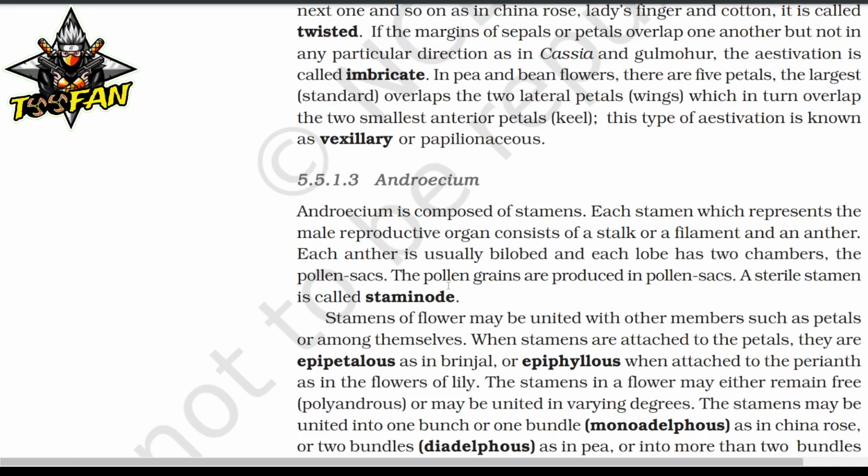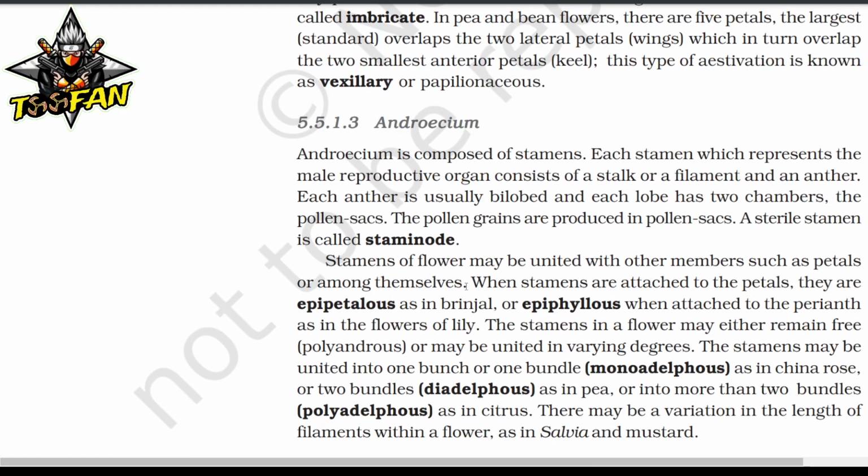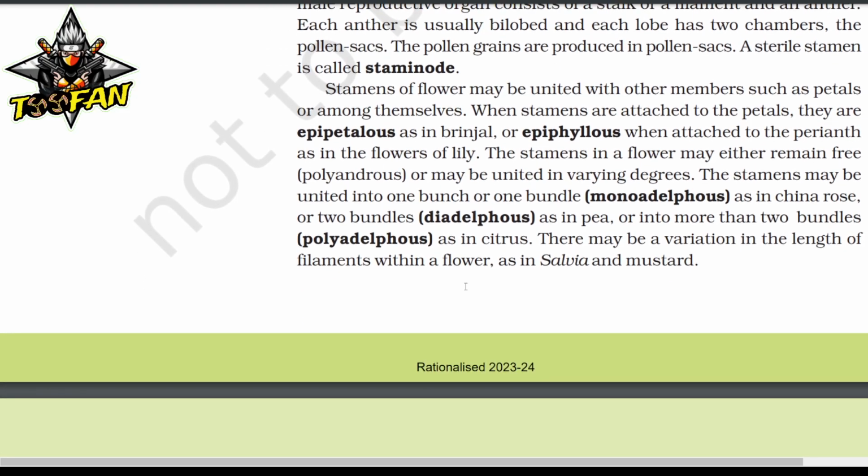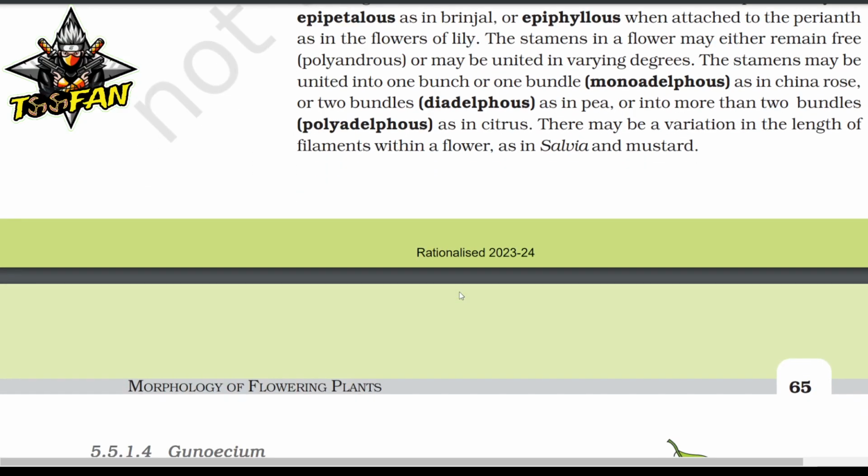The stamens in a flower may either remain free, polyandrous, or may be united in varying degrees. The stamens may be united into one bundle, monoadelphous, as in china rose, or 2 bundles, diadelphous, as in pea, or into more than 2 bundles, polyadelphous, as in citrus. There may be variation in length of filaments within a flower, as in salvia and mustard.